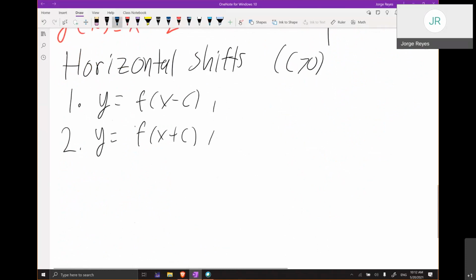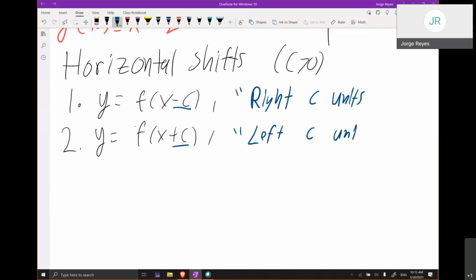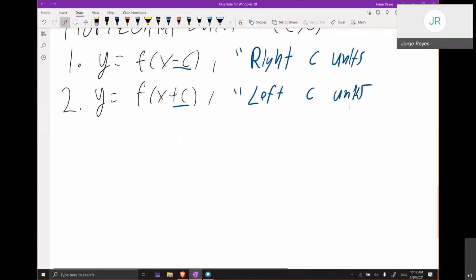But also, it's a little opposite. If you see the minus sign, that actually means go right, C units. And the plus sign means go left, C units. So I always think about horizontal shifts as being a little backwards. But let's do an example.